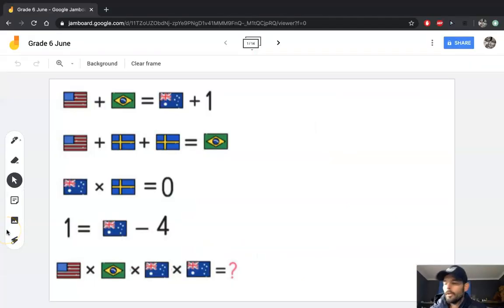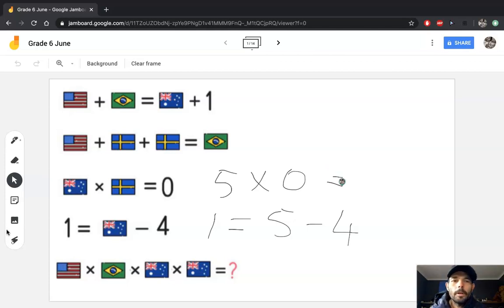So I started on the fourth line, and we can see that on the fourth line, 1 is equal to 5 minus 4. Then if 1 is equal to 5 minus 4, we're going to know from the third line that 5 multiplied by 0 is equal to 0. So we know anything multiplied by 0 is 0. I can go to the top and have a look at 5 plus 1, and we know that equals 6. So America plus Brazil has got to be equal to 6.